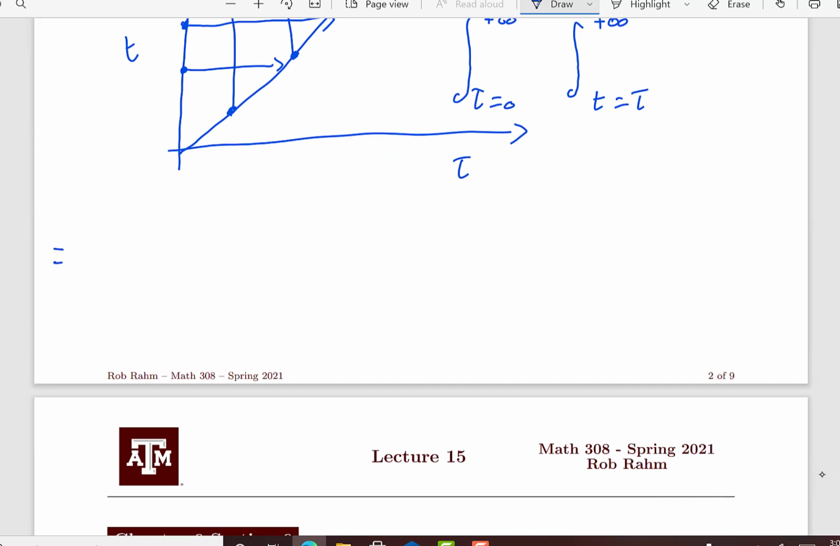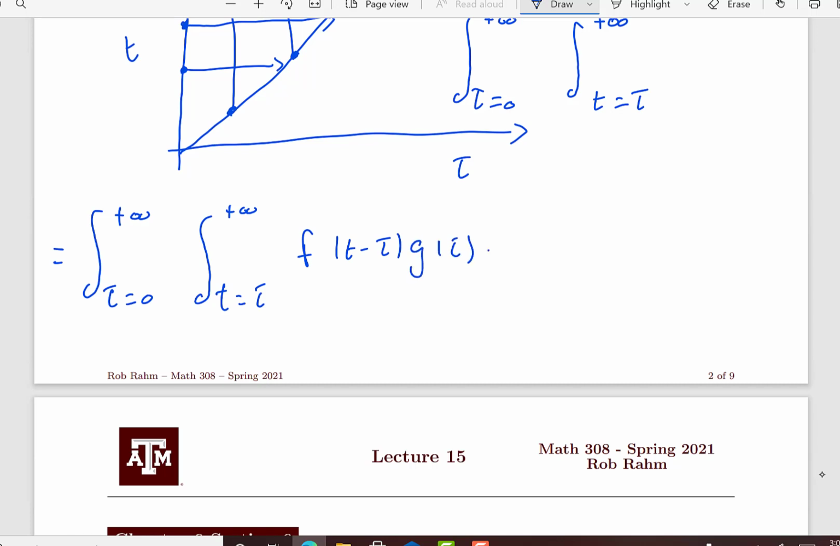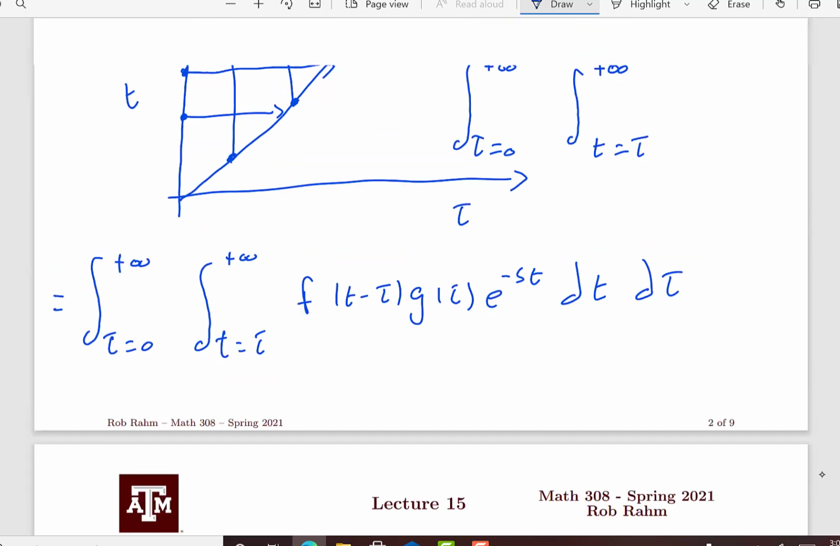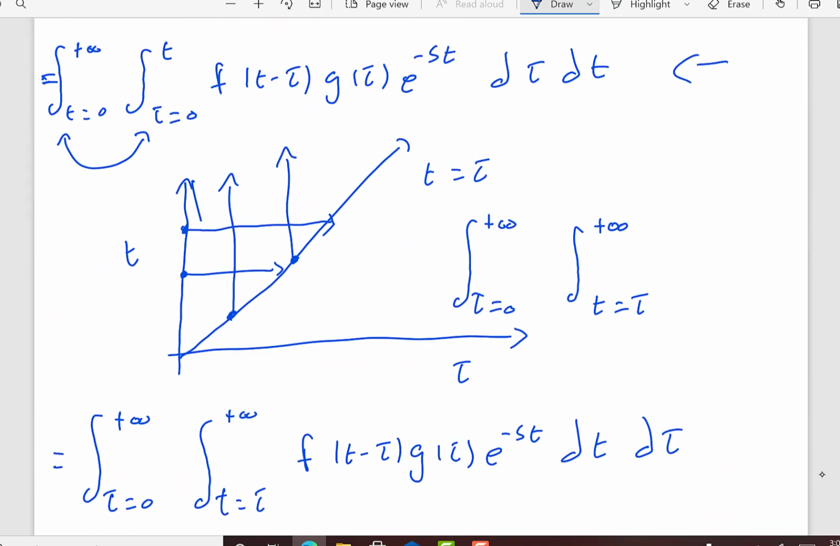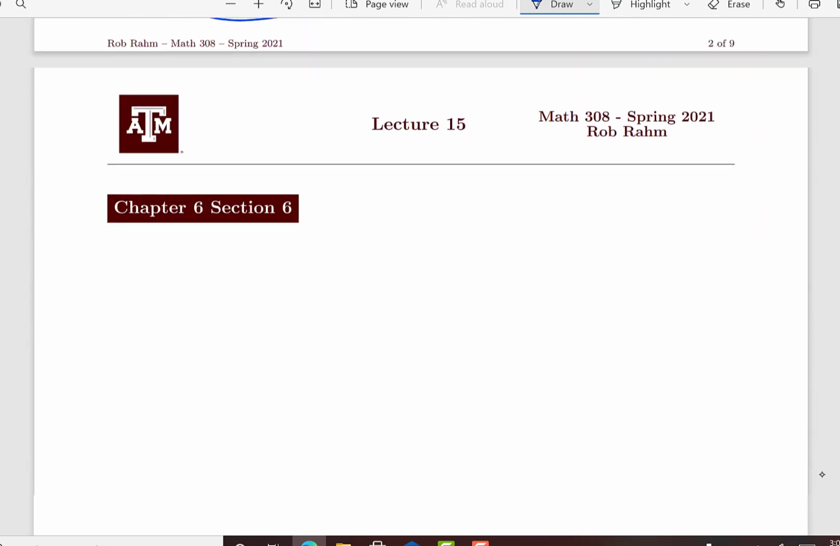Okay, and this is equal to the integral tau equals 0 to positive infinity, t equals tau to positive infinity, f of t minus tau, g of tau, e to the minus st dt d tau. And all I've done to go from this integral to this integral is just this change of variables. If you are a little rusty, you can review that from Calc 3.